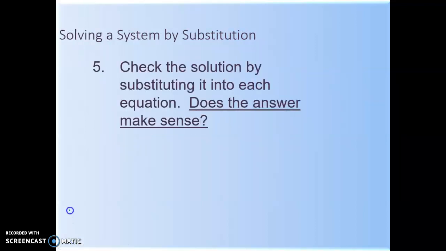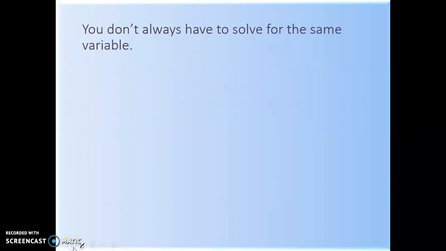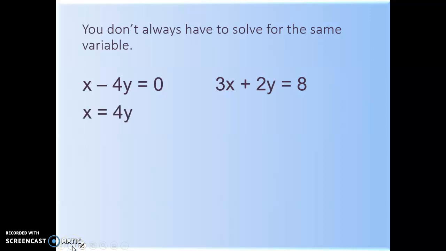Finally, check the solution by substituting it into each equation. Does the answer make sense? Is it logical? Is it a true statement? If so, then you have found the solution. You don't always have to solve for the same variable. Let's take a look at x minus 4y equals 0 and 3x plus 2y equals 8. If I solve for x, I get x equals 4y.